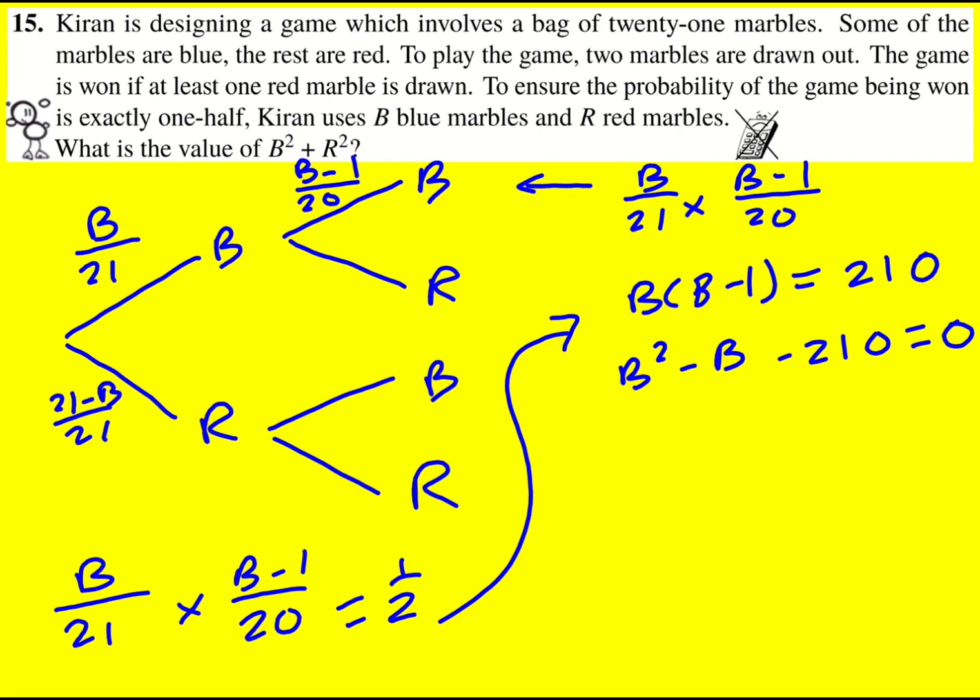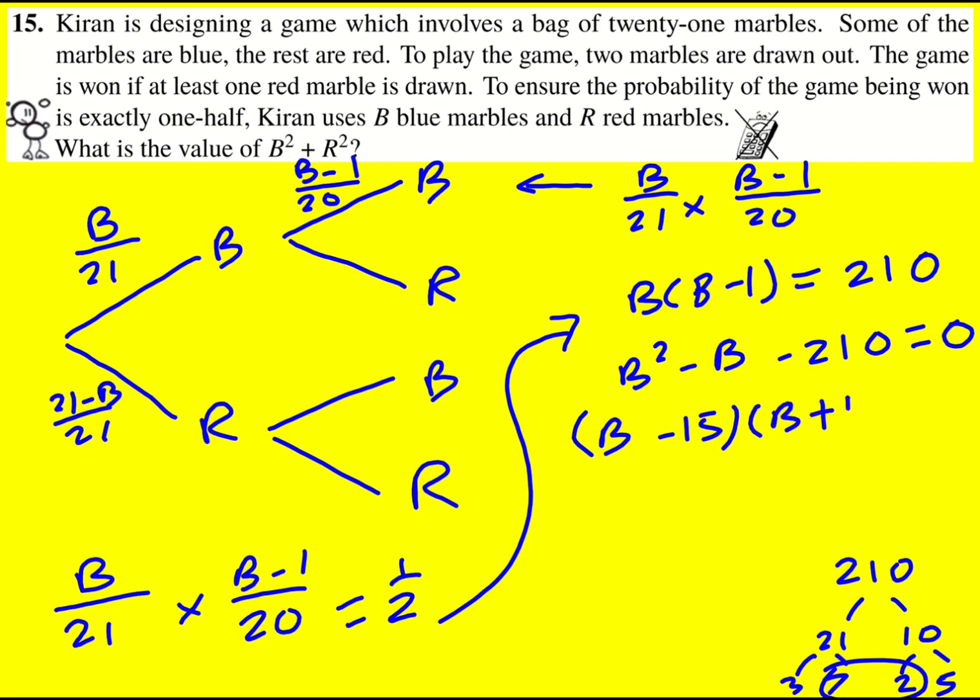Right, now I need to find two numbers that only differ by 1 but multiply to 210. I decided when I did this to do a little quick factorization. So I've got 21 and 10. So I've got 2 and 5 and 3 and 7. That made life a little bit easier to spot because I can see I've got 14 as a factor and 15. Okay, so B minus 15, B plus 14 is going to equal 0.